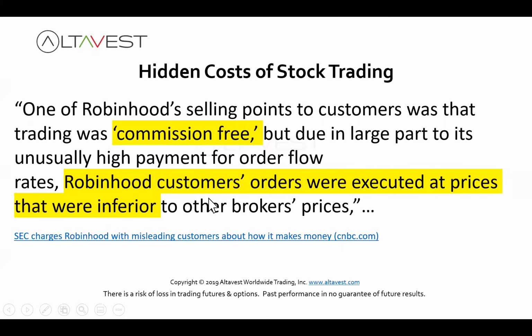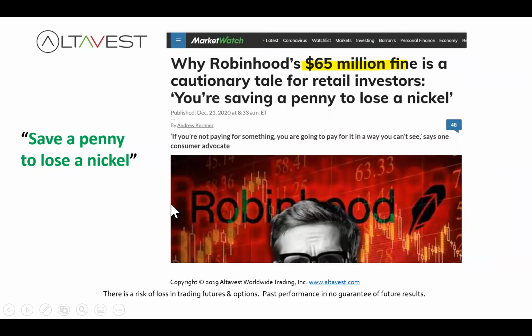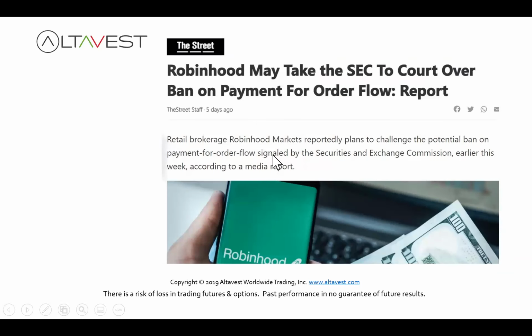It says our orders were executed at prices inferior to other brokers. The SEC found customers were losing $34 million on this free commission stuff because of their fill. Their fill prices are bad. Robinhood gets fined $65 million. They're trying to save a penny, but they lose a nickel. And it says here, if you're not paying for something, you're going to pay for it in a way you can't see it. And I think that's a fair assessment just with anything. And heck, the SEC is probably going after that whole model for payment for order flow.